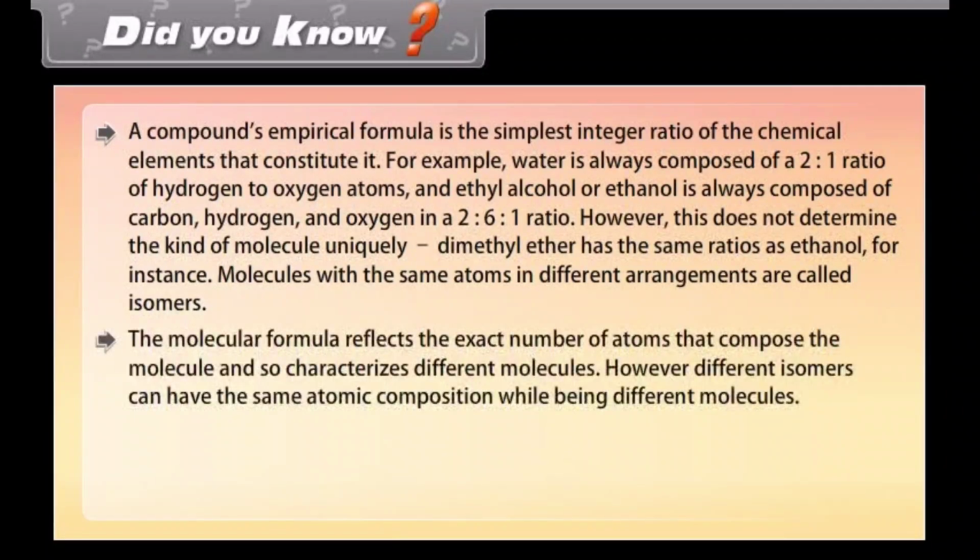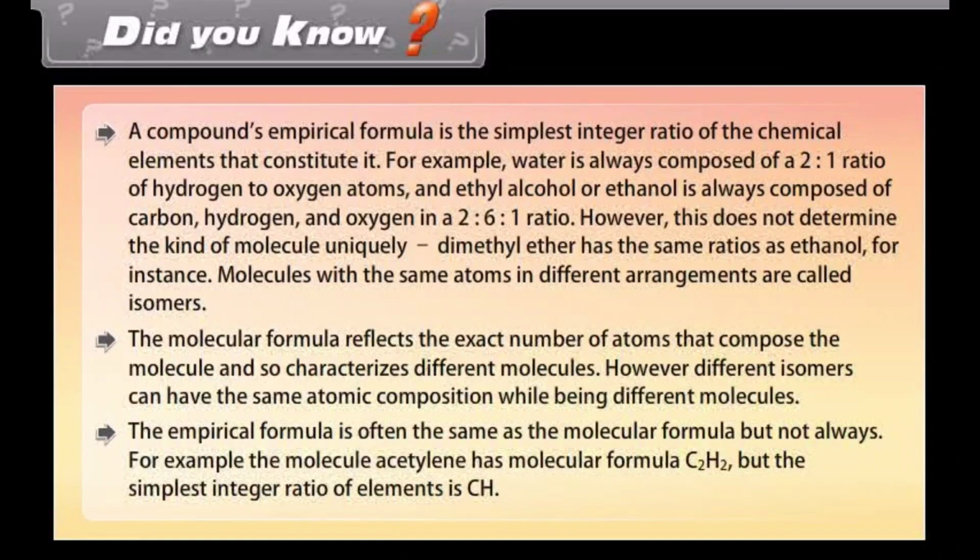The molecular formula reflects the exact number of atoms that compose the molecule and so characterizes different molecules. However, different isomers can have the same atomic composition while being different molecules. The empirical formula is often the same as the molecular formula, but not always. For example, the molecule acetylene has molecular formula C2H2, but the simplest integer ratio of elements is CH.